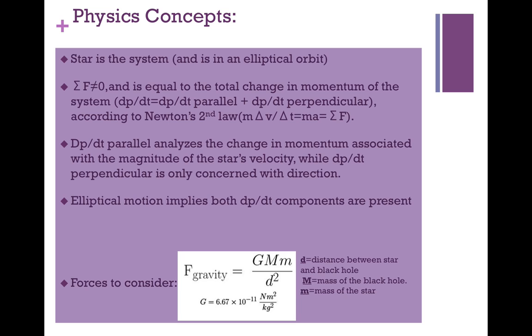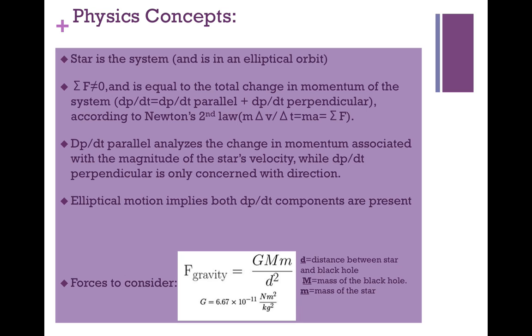dp dt itself can be broken up into two components: dp dt parallel, which is associated with the change in magnitude of the momentum, and dp dt perpendicular, which is associated with the change in direction of the momentum. Elliptical motion implies both components are present, meaning one's not 0, because with a circular orbit, the only thing that's changing is direction, but the elliptical motion is not just constantly changing direction, it also implies a change in magnitude around a certain object.